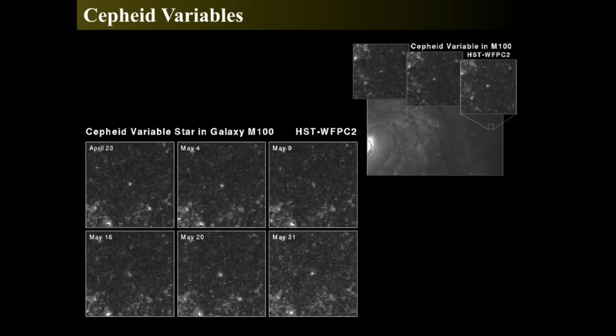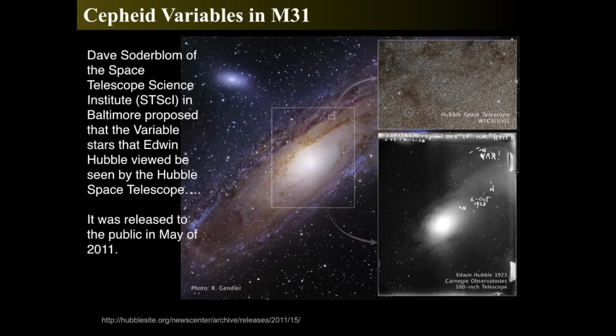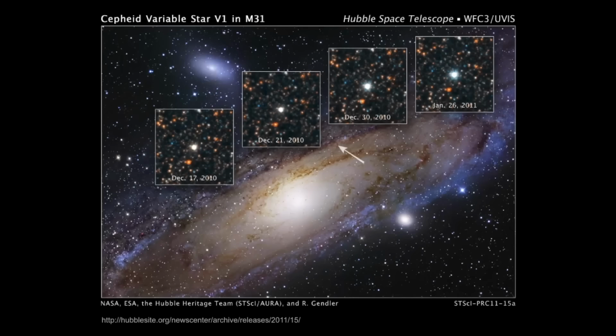In fact, M100, which is another spiral galaxy, also has Cepheid variables in it, and we can see this in a Hubble Space Telescope observation with the Wide Field Planetary Camera 2. And finally, Dave Soderblom of the Space Telescope Science Institute published in 2011 his observations of Hubble's exact field. He wanted to actually take an image of what Hubble looked at. And so his Hubble Space Telescope images, using the Wide Field Planetary Camera 3 and the UV integrated spectrograph, confirmed the variability of it using the Hubble Space Telescope.